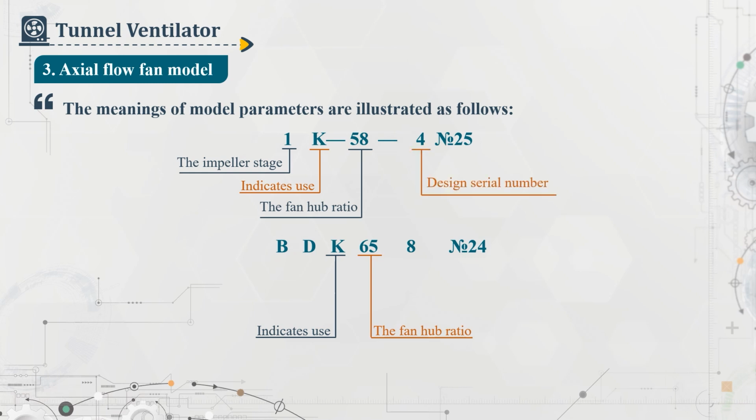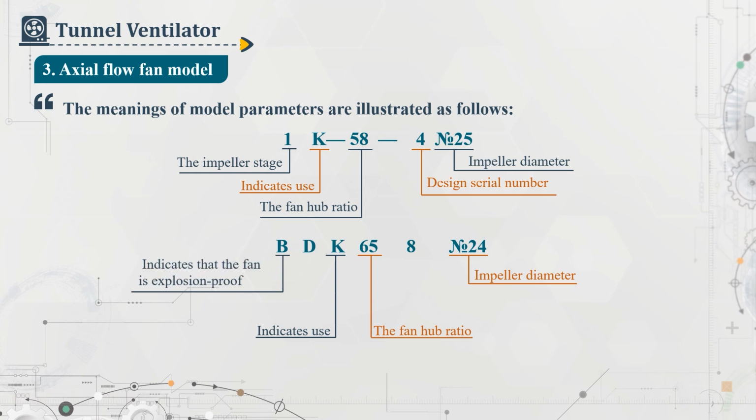4 represents design series number. 25 denotes the diameter of the fan impeller. B indicates that the fan is explosion-proof. D represents a counter-rotating structure. 8 indicates that the motor is 8 poles.